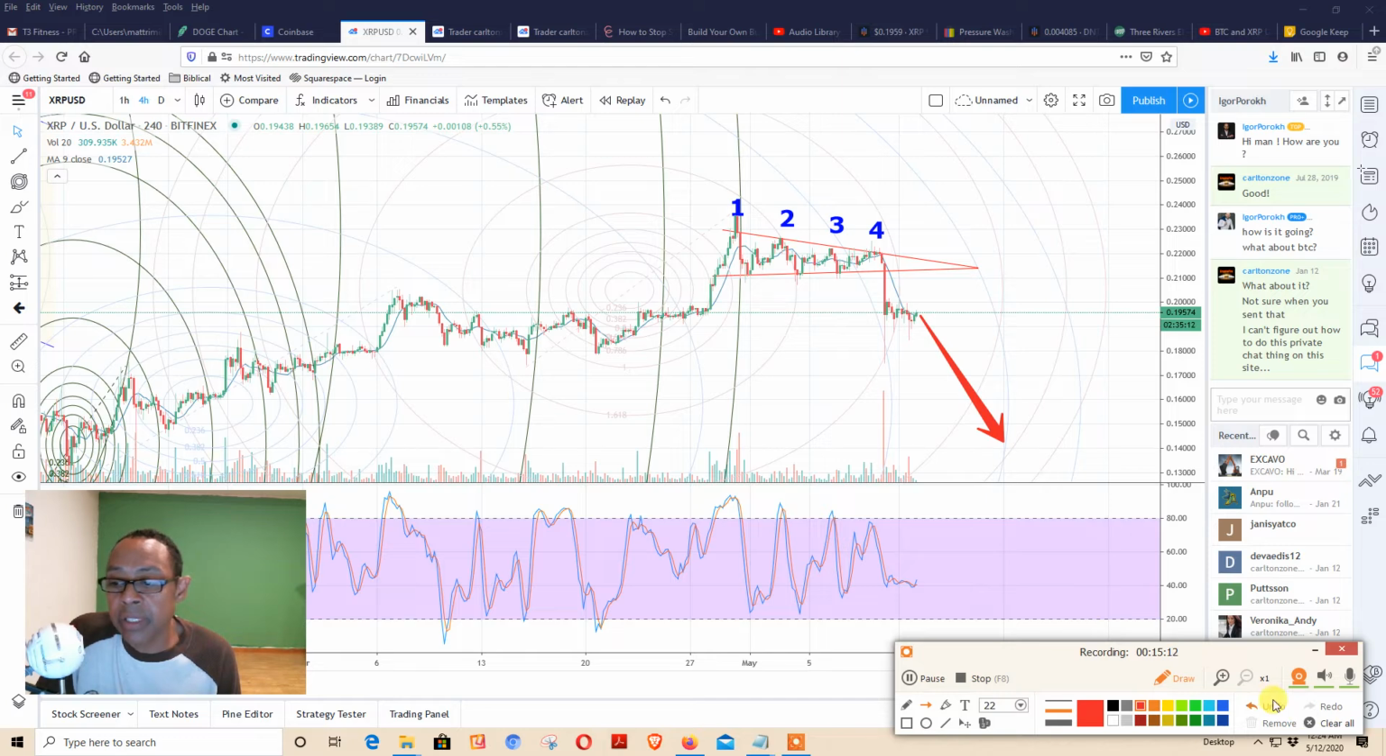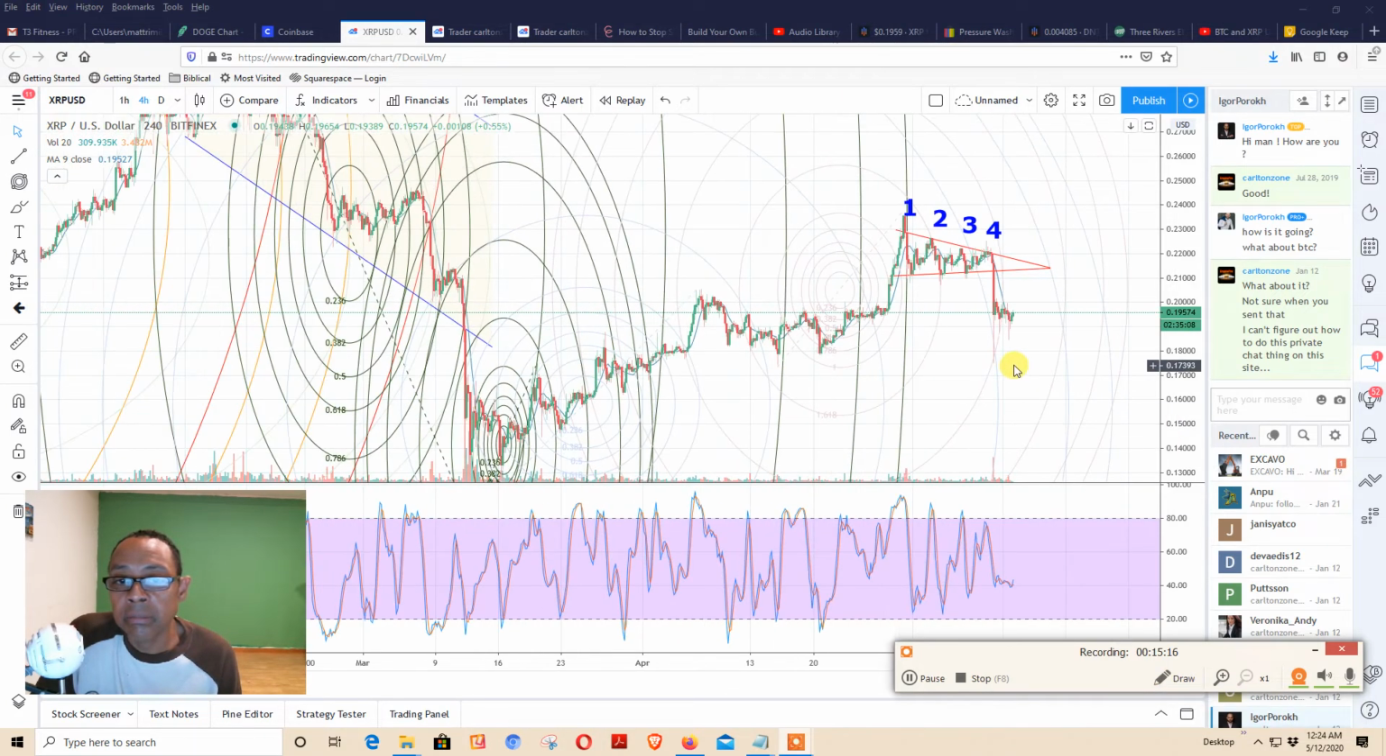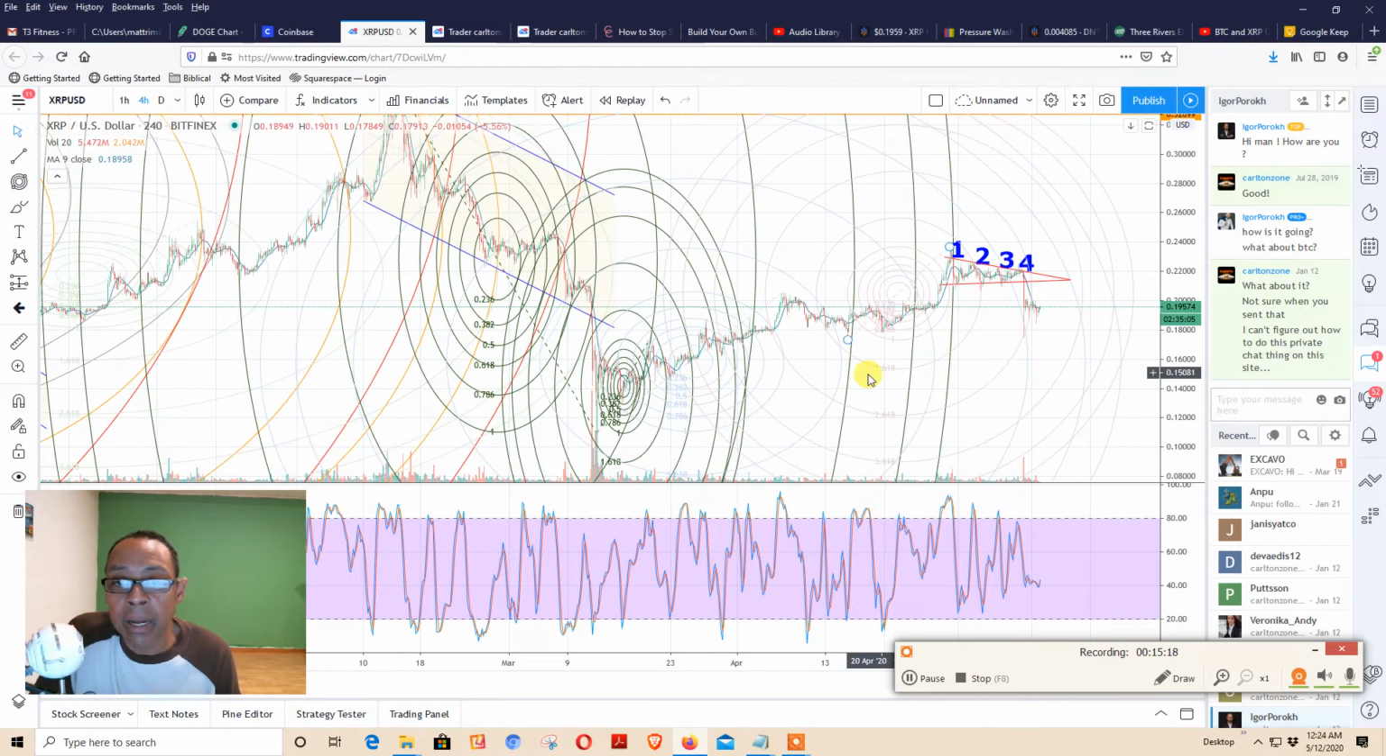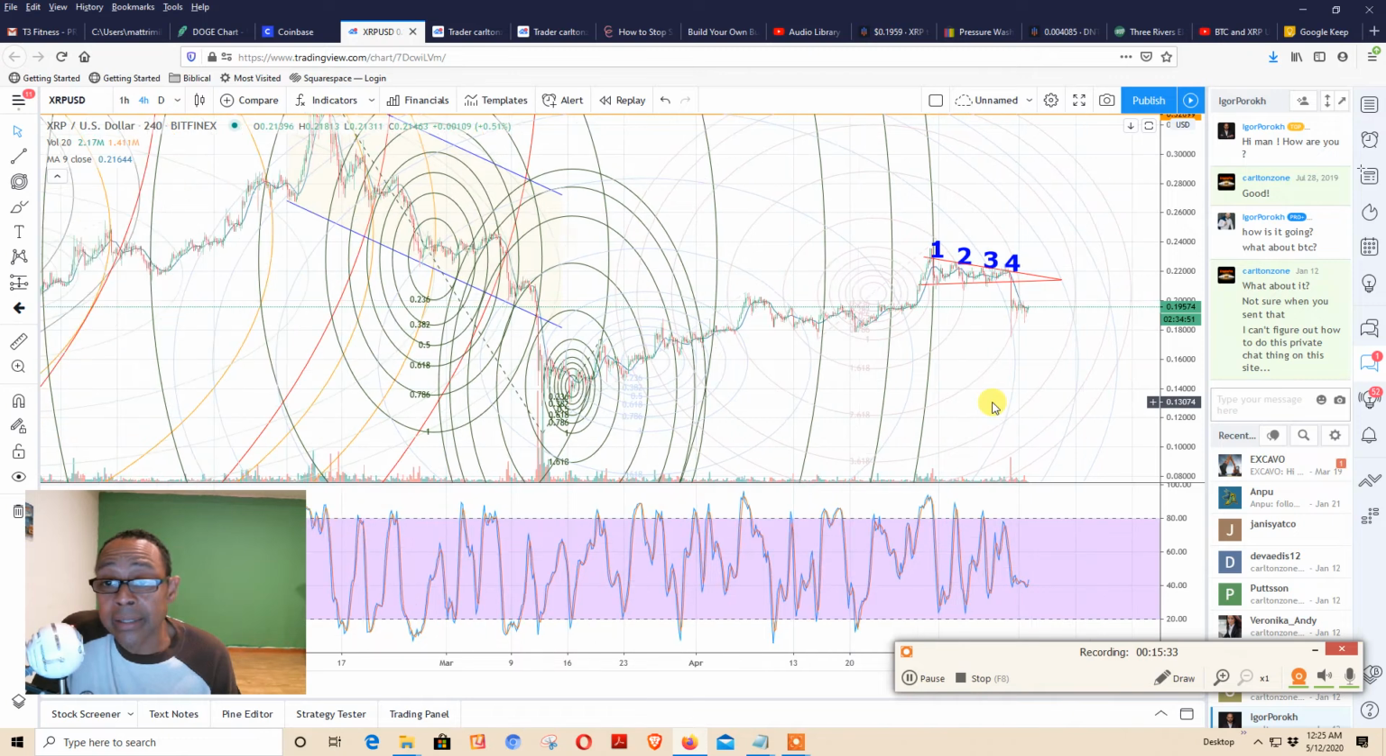Price-wise, previously, I predicted the possibility of 11. Don't call me Nostradamus. I predicted the possibility of 11 on XRP when we were back here in this trading channel, and it happened. I just didn't think it would happen that fast. I thought we were going to extend this and slowly go to 11. And it went and just took a dump right there.